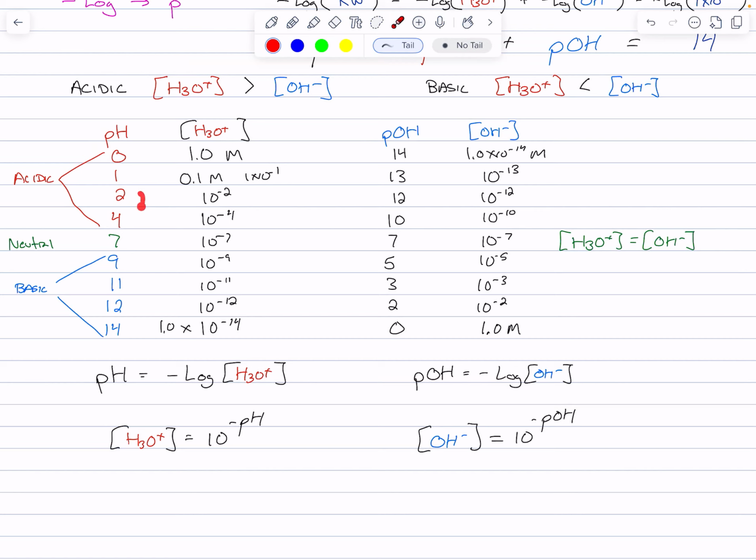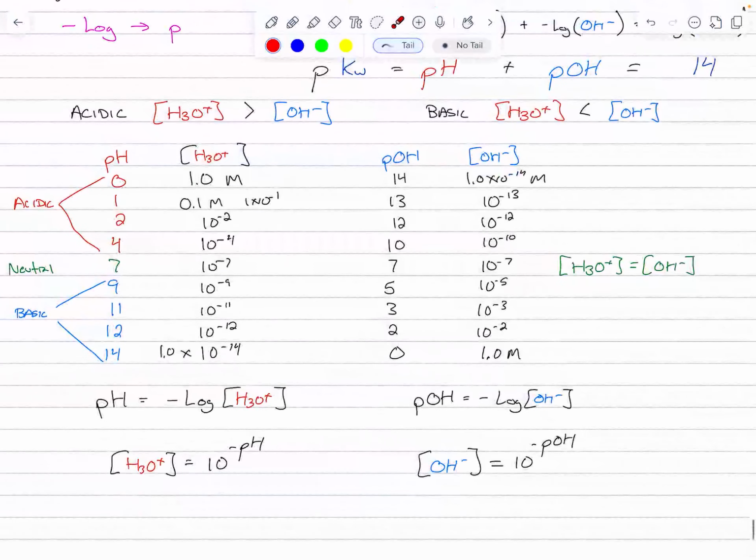So each of these, like 2 to a 4 is 100 times more hydronium. Actually, in this case, it's 100 times less hydronium, right? Because we start off at 0 as the most concentrated, to 14 as the least concentrated hydronium. The base is opposite. So when the pH is 14, it's mostly hydroxide, right? And so these conditions, whether you're acidic or basic, they play a role in reactions.